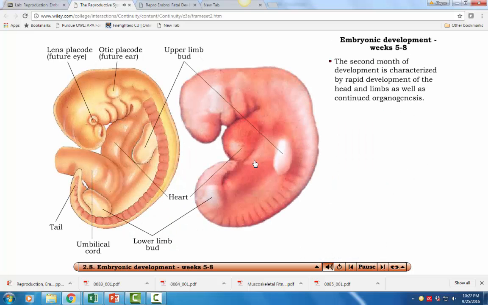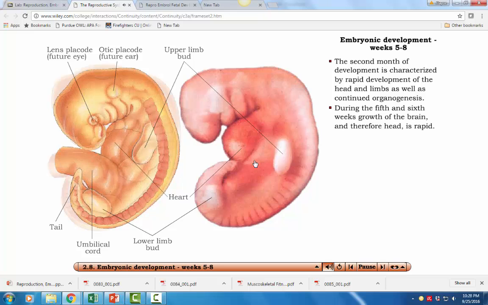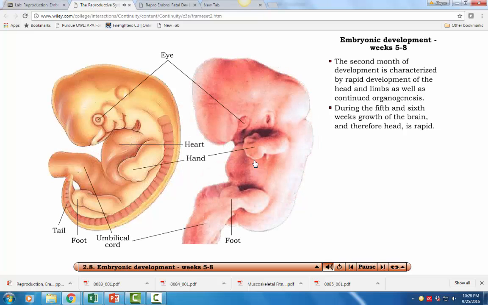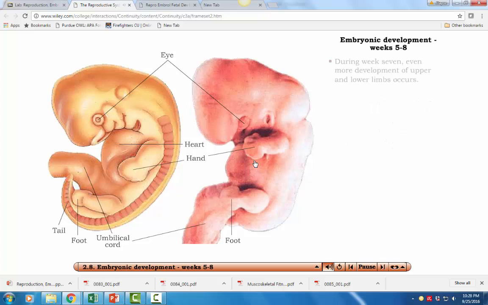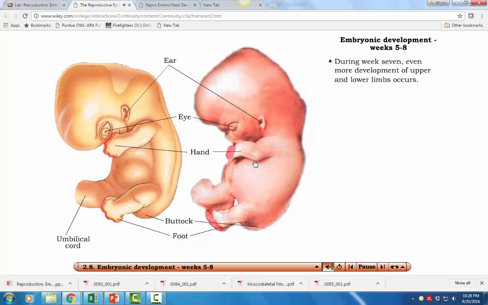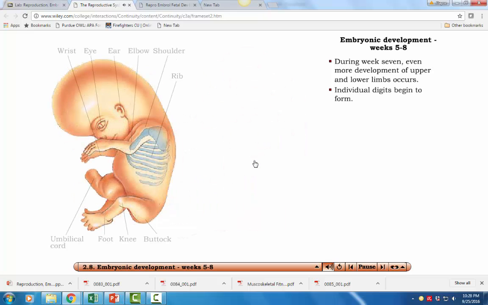The 2nd month of development is characterized by rapid development of the head and limbs, as well as continued organogenesis. During the 5th and 6th weeks, growth of the brain, and therefore head, is rapid. Hands and feet begin to form. During the 7th week, even more development of upper and lower limbs occurs. Individual digits begin to form.